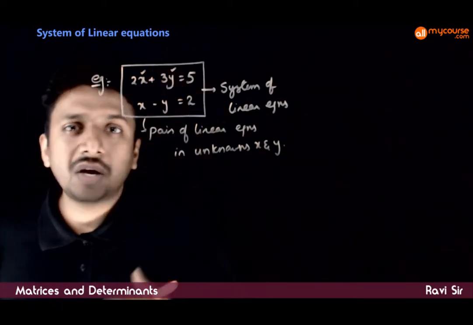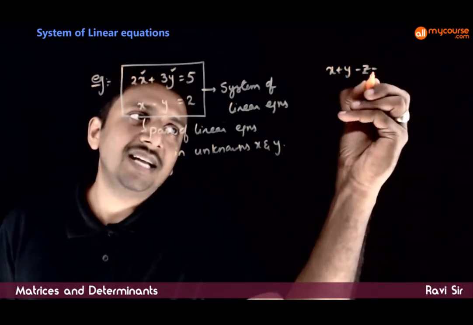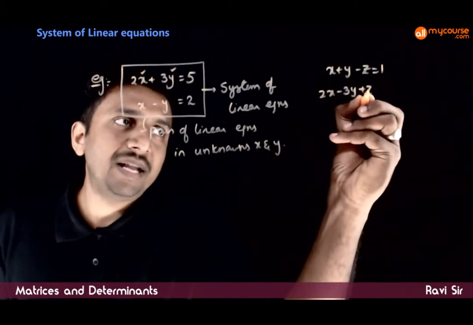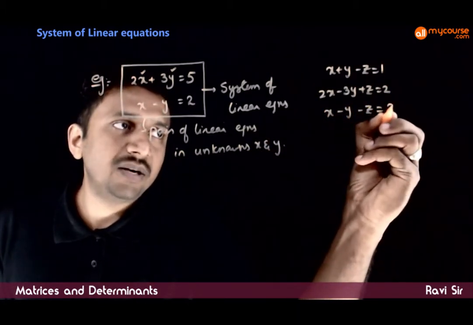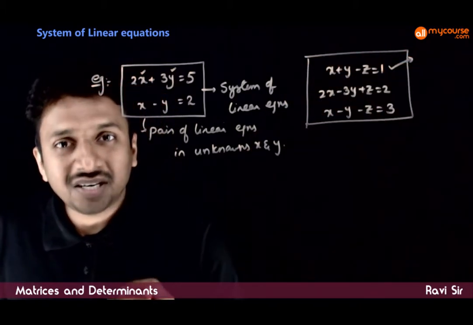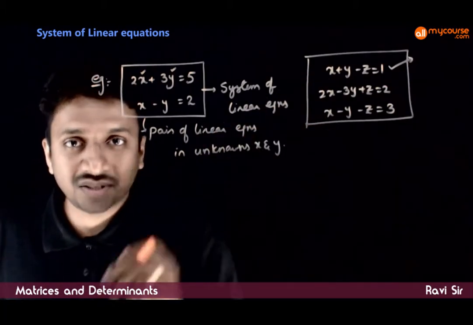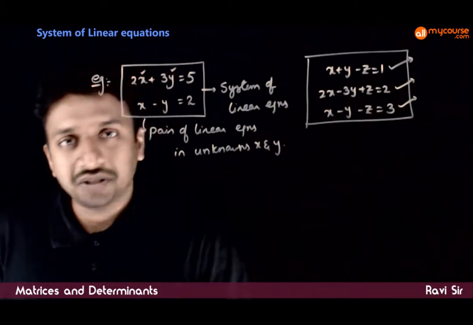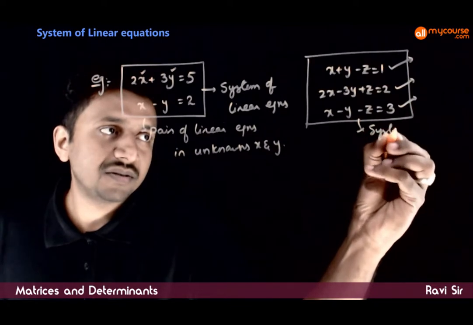Now instead of two equations, we can also have three equations. For example, x plus y minus z is equal to 1, 2x minus 3y plus z is equal to 2, x minus y minus z is equal to 3. Each of these is a linear equation in three variables, or a linear equation containing three unknowns. x, y and z are the unknowns. And you have a second equation, and a third equation. So these three equations combined is called a system of equations.